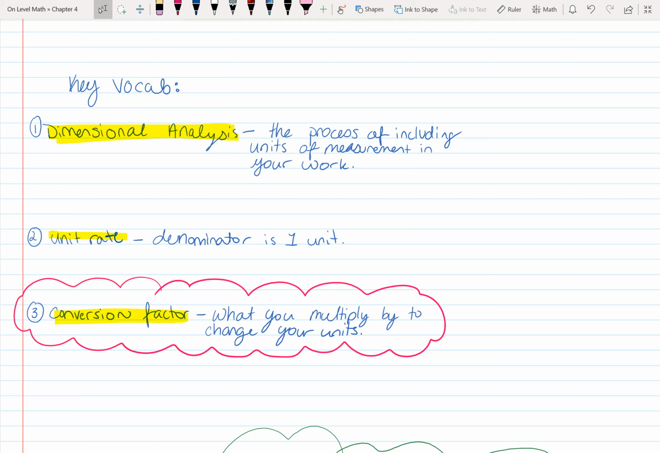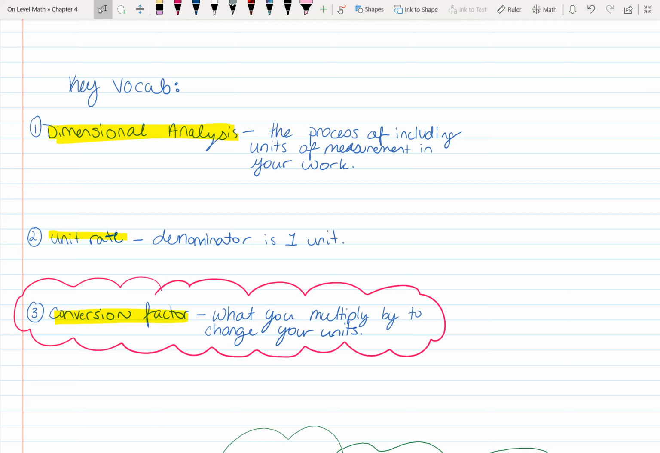The first vocab word is dimensional analysis. Dimensional analysis is a big fancy way of saying use your units. You have to use your units when converting your measurements. And I know some of these you'll be able to do in your head, and that's perfectly fine. However, they're easy for a reason. Some of these are easy so that we can practice the process, and you'll know that you got the answer correct because you already did it in your head maybe, or you did it another way. You've got to use dimensional analysis.